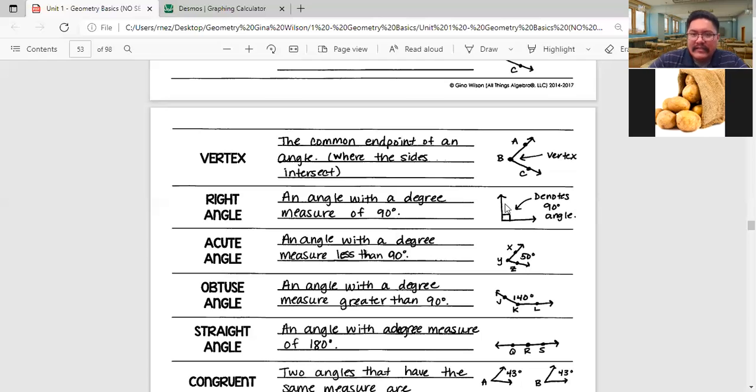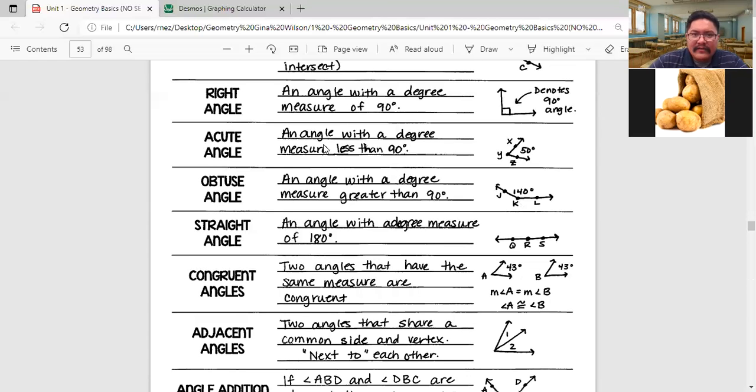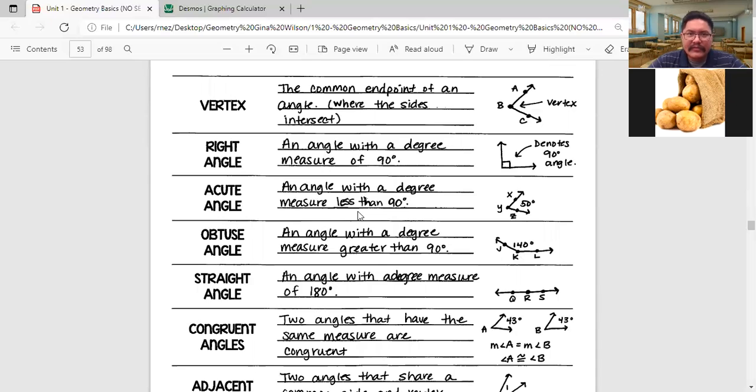So that's how you know if it's a 90-degree angle. Acute angle, and I'm pretty sure you might have heard this one before too, because it kind of sounds like cute when something is small. So that would be an angle that is less than 90 degrees. So anything that is less than 90 degrees would be an acute angle.